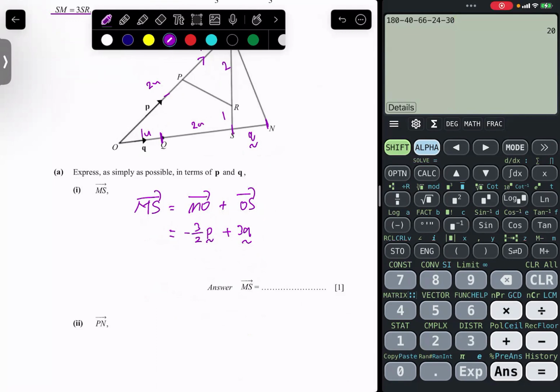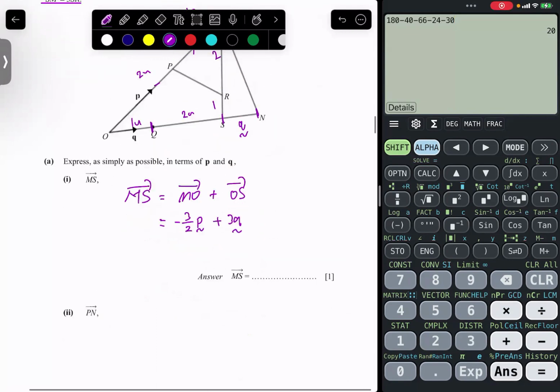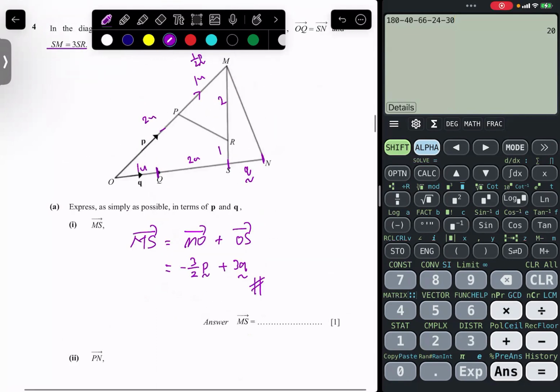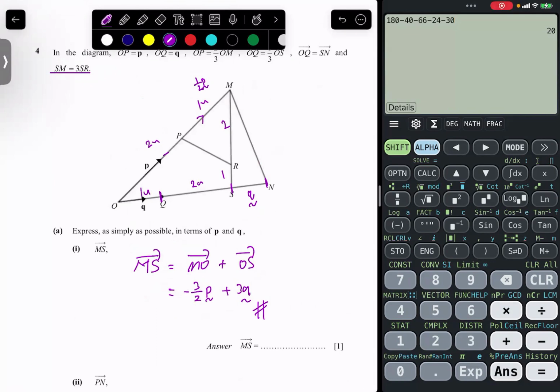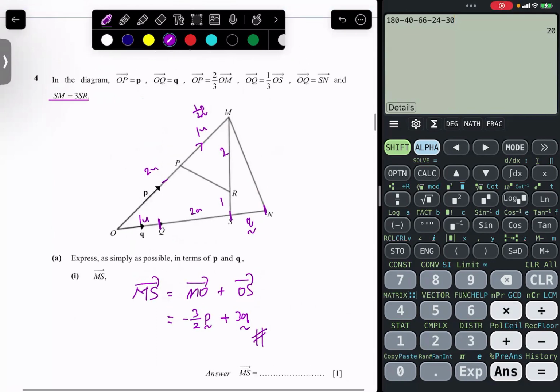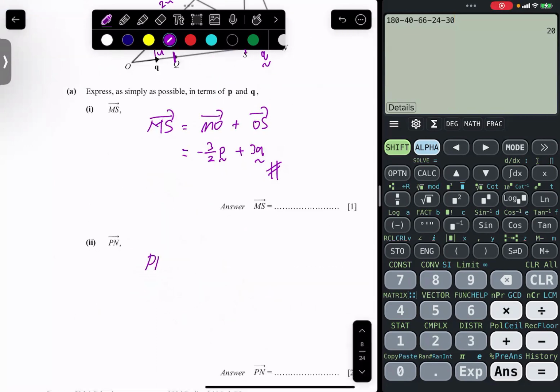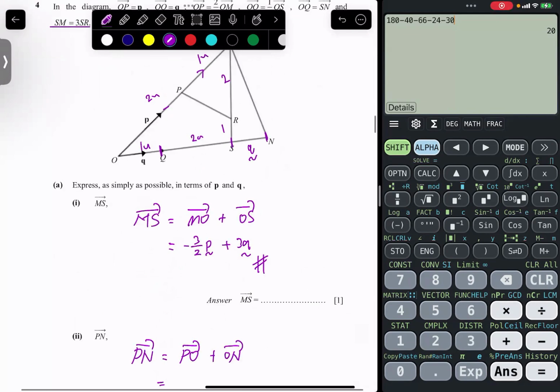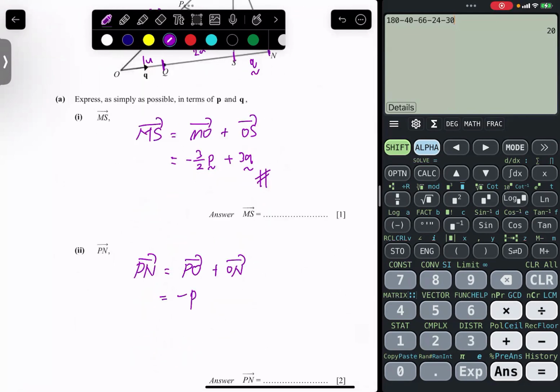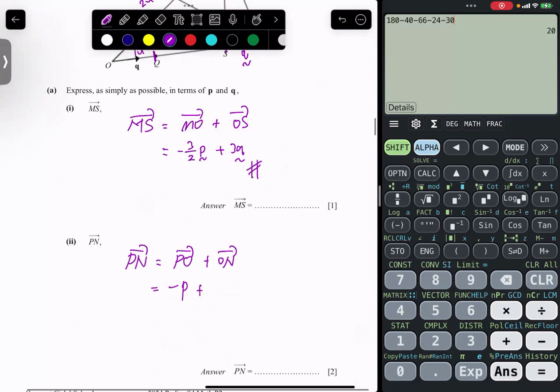PN. Did they say anything about PN? No. So to get to PN, I just travel from P to O to N. So PN equals PO plus ON. PO is negative P, ON is 4Q. Answer: negative P plus 4Q.